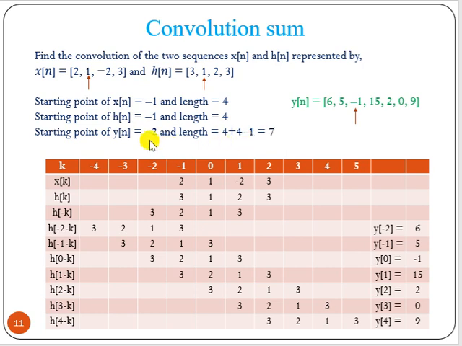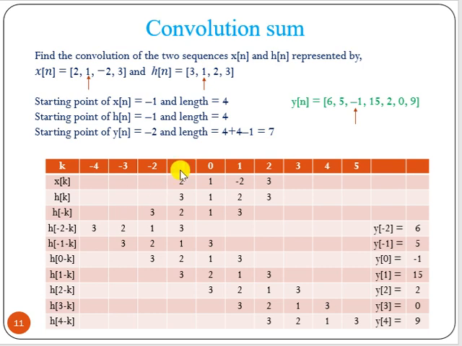Now what should be the starting point of y of n? Minus 2. What should be the end point? We have 7. That means minus 2 plus 7 minus 1. That will be 4. So the last value should be n equal to 4. So starting point minus 2, then minus 1, 0, 1, 2, 3, 4. So altogether 7 values are there. How can we find that? Starting point plus length minus 1. Starting point is minus 2, length is 7, plus 7 minus 1, then what is the value? 4. That is the end point of the sequence.